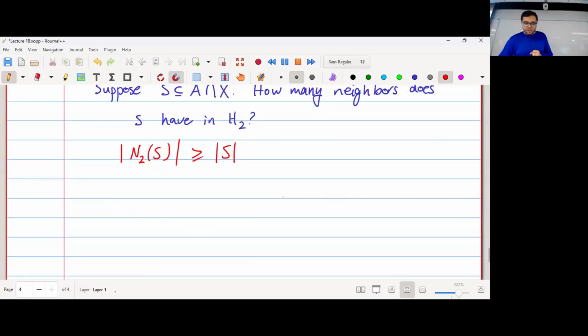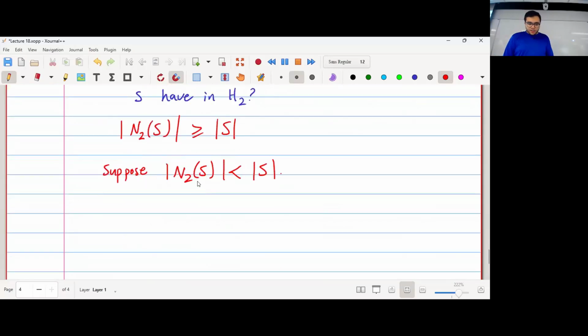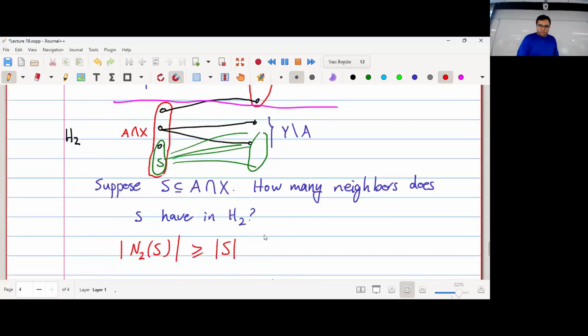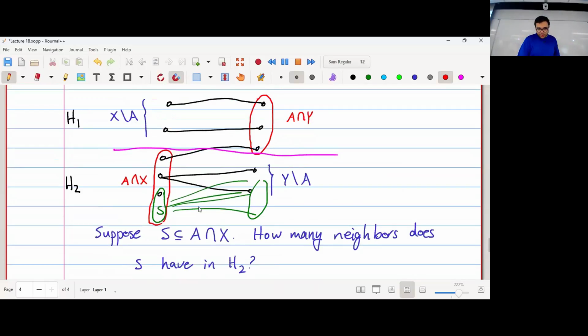To prove this, I suppose for contradiction that the neighbors of S have a smaller size than S itself. I just create a different vertex cover. Consider this vertex cover, A prime, which is the same vertex cover A that I had before, but I remove S and I add these neighbors. This is also a vertex cover. Again, the reason is that S was only covering these edges.